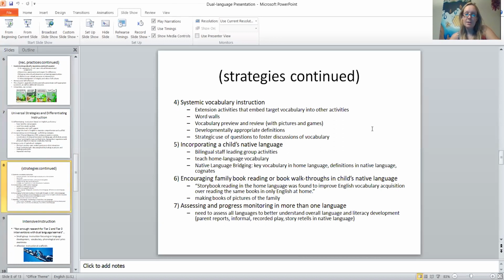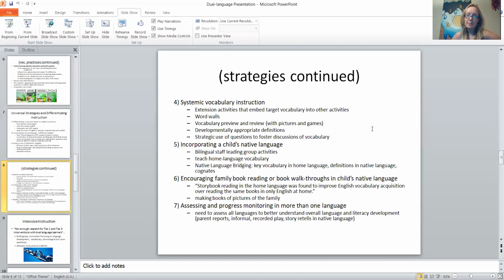The fifth one they mentioned is incorporating a child's native language. So you have bilingual staff that actually lead the group activities or small group activities in the child's native language. That also includes teaching home language vocabulary that is relevant, that relates to what you're doing. So you can have that side by side. You can have the same word in English and in their home language.